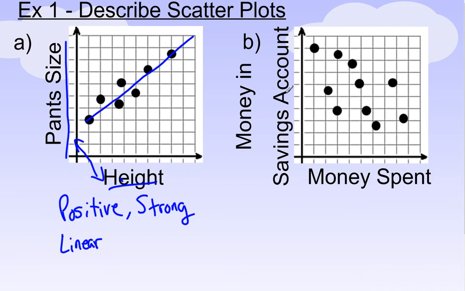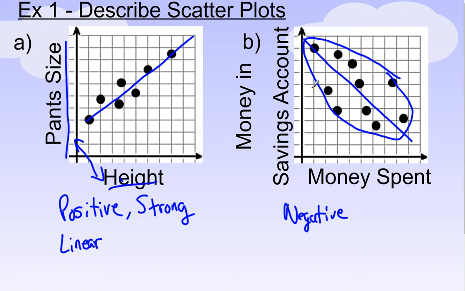Okay. Second example here, we're talking about the money spent. So the further you go to the right, you're spending more money. And the y-axis is money in savings account. All right. So looking at this data, if I would kind of wrap it up in a little burrito, it's kind of going downhill. I mean, it's a burrito that's kind of oval shaped, and it's going down like this. So this is a negative correlation.